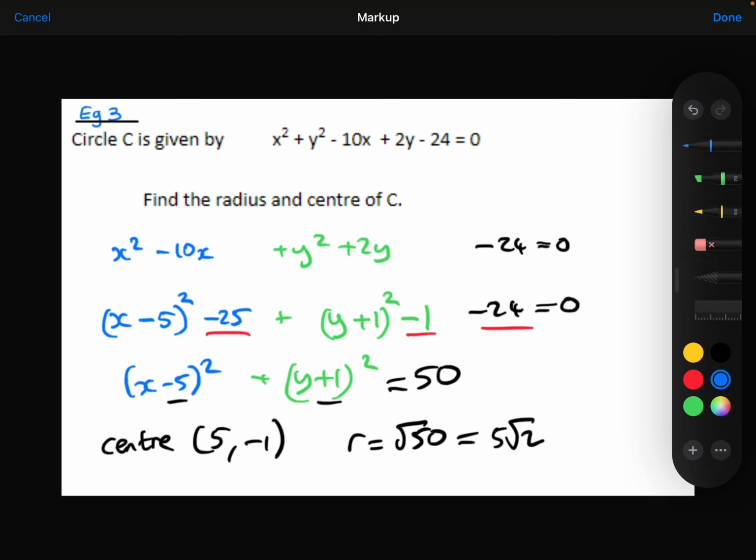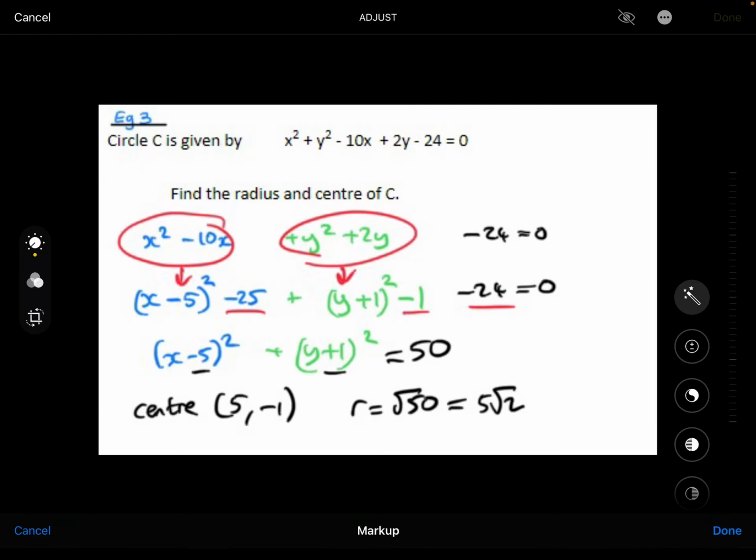So, just to repeat then, if you get given the equation of a circle in its long form, you're going to split it into its x parts and its y parts, and then complete the square twice to help you to rewrite it so you can read off the centre and the radius.